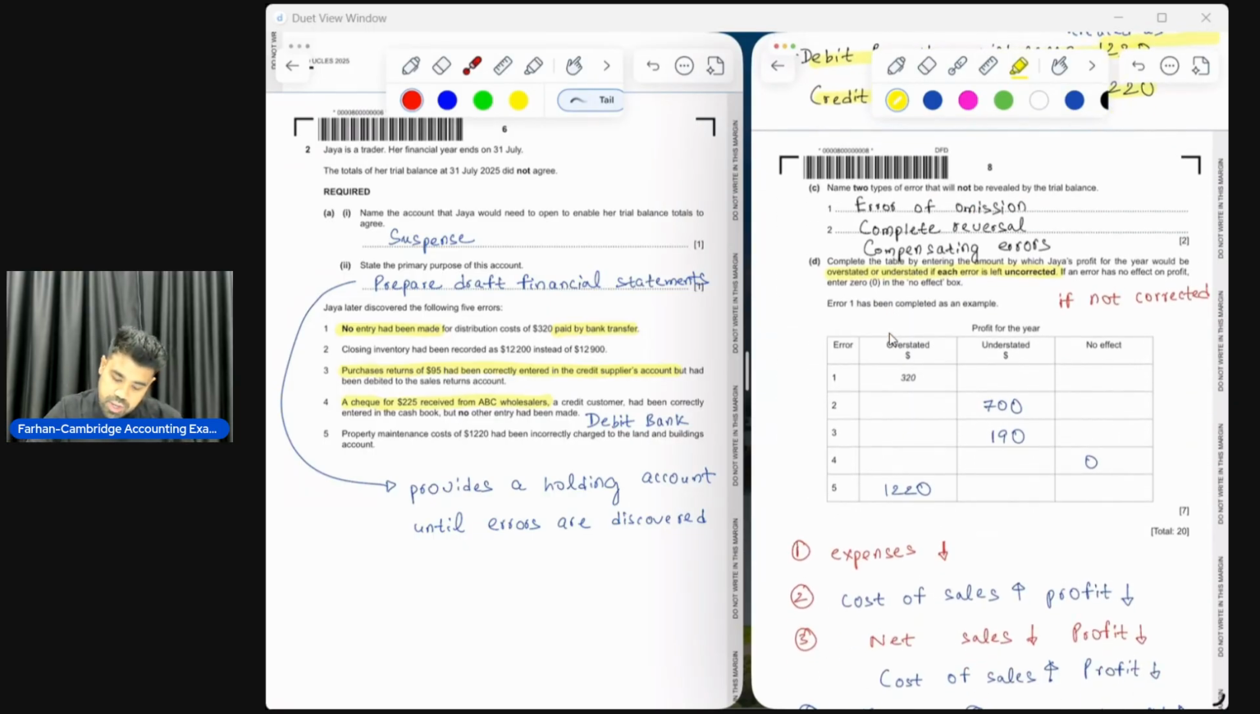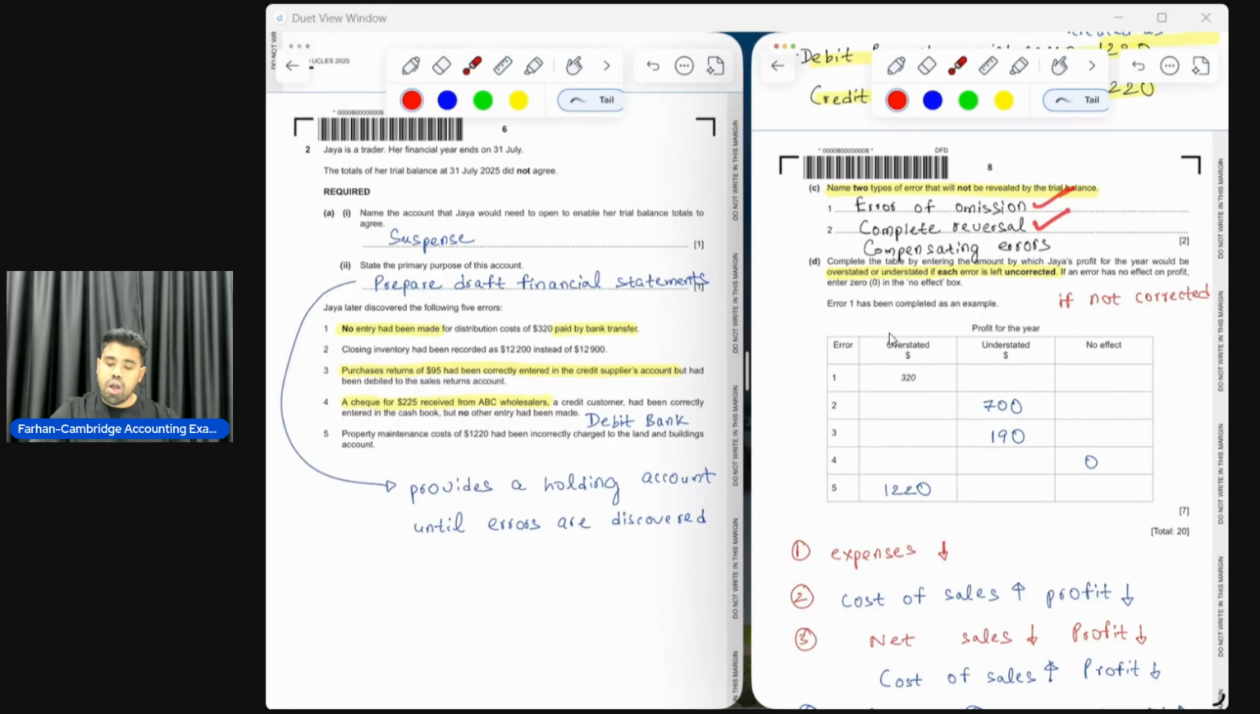In part C, name 2 types of errors that will not be revealed by the trial balance. So we have already discussed this. So when we find the differences in the debit and credit values presented within the trial balance, there are many errors that we can't discover. So the question is requiring us to give 2, but we will talk about 3. The first one is error of omission, which we clearly understand that the bookkeeper forgot to record it or was not present enough to identify that one transaction was missing.